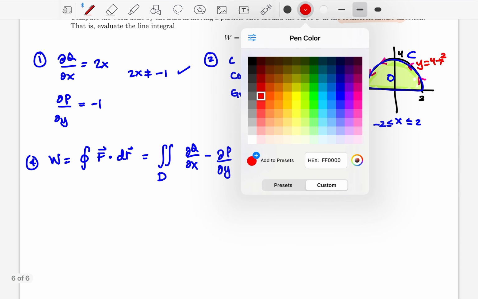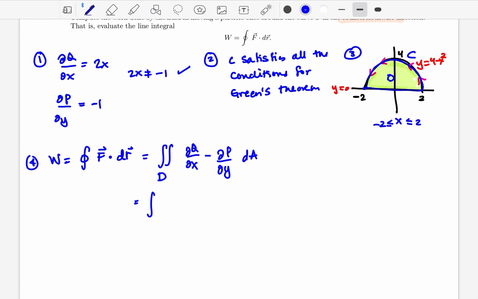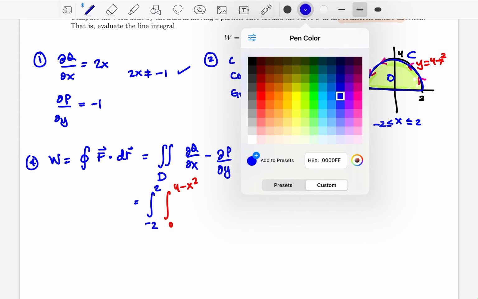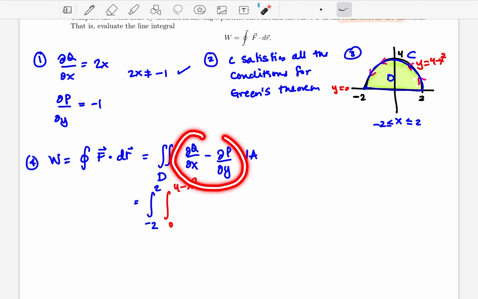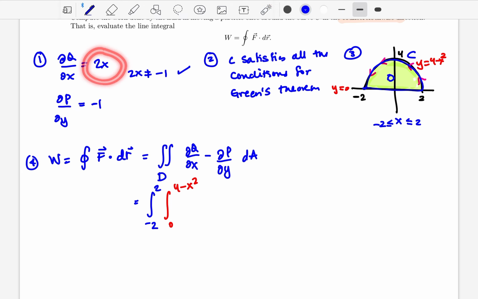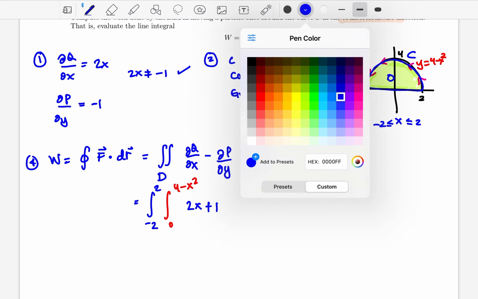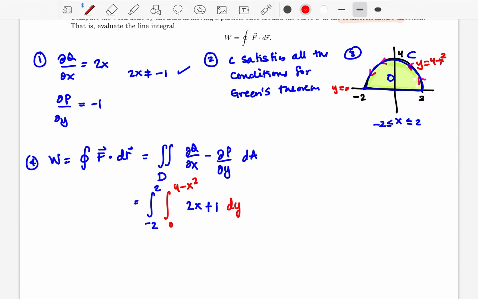So let's set this up. Since x is the constant-bound variable, this is the first one, so it's negative 2 to 2. And then y depends on x, so this is a type 1 integral. It goes from 0 to 4 minus x squared. My integrand is the rotation, which is dQ/dx, so 2x, minus dP/dy, which is negative 1, so minus negative 1, so plus 1. I have to do dy first, because these are the y bounds, and then dx. Here I have to iterate my integrals; there's no other way to do this.